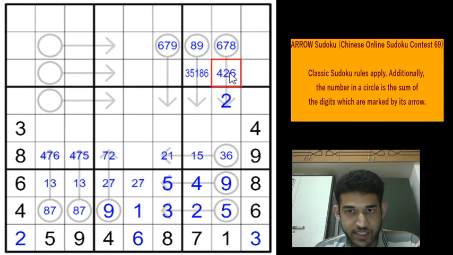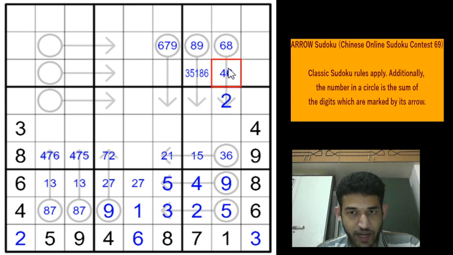So for the 6 it can be a 4, for the 7 it has to be a 5, but 5 is not possible, right? So 7 can be eliminated as a possibility there, so it can only be 6 or 8, which means this will be a 4 or a 6, right? So 6 has to be in one of these two cells. Okay.